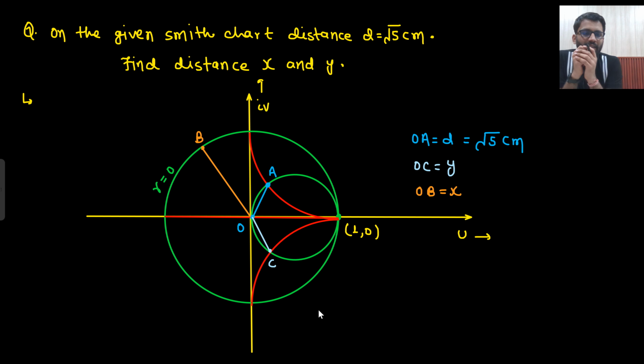On the given Smith chart, distance D is root 5 centimeter. What is distance D? OA. This OA distance is root 5 centimeter. You need to find the distances X and Y. What are X and Y? X is OB and Y is OC.